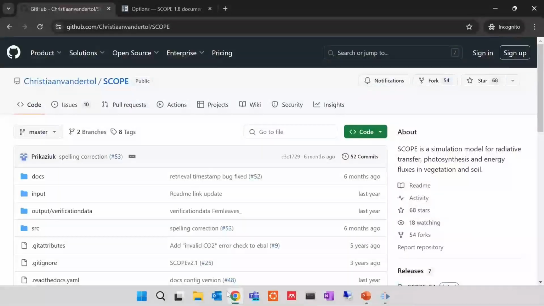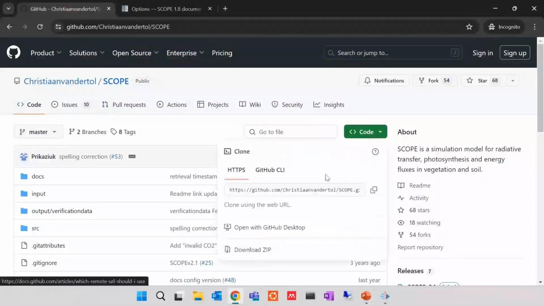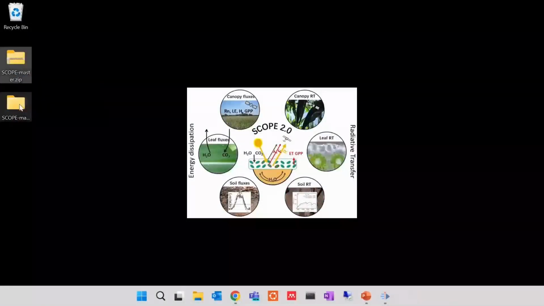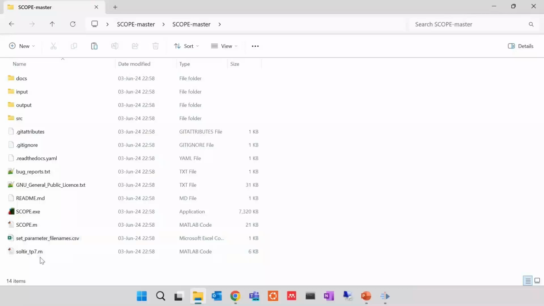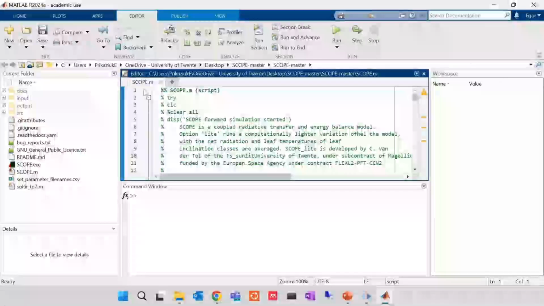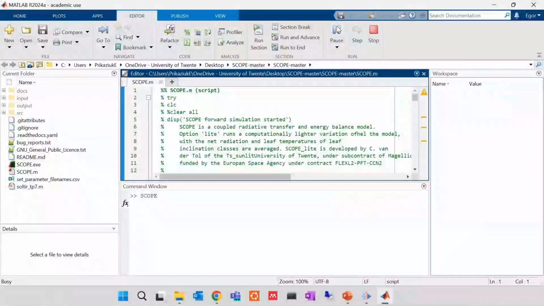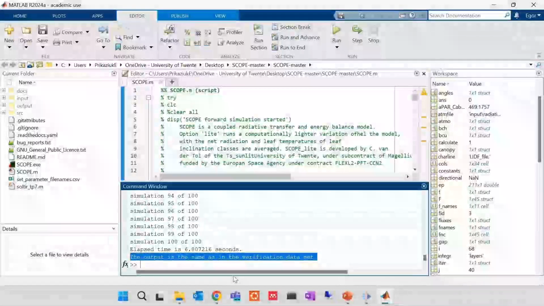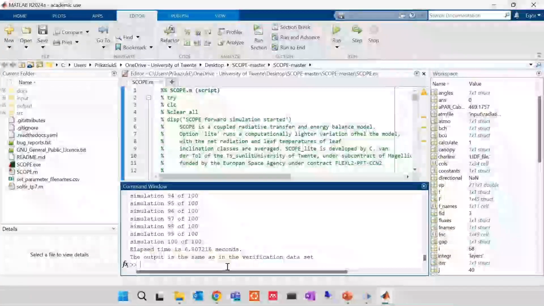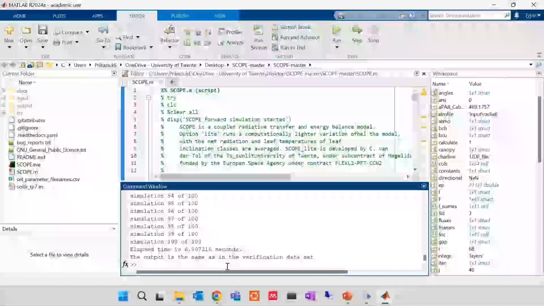What I expect you have already done is you went to our GitHub and you downloaded the model with download zip. After that, you have unzipped the file, and now you can navigate to Scope Master, and you see these files. Also, of course, you have MATLAB, which would normally start with double click of scope. See that the scope is open and we run it for the first time. The first run has 100 simulations, and hopefully you get the same message that the output is the same as in the verification dataset, which means we are good to go.